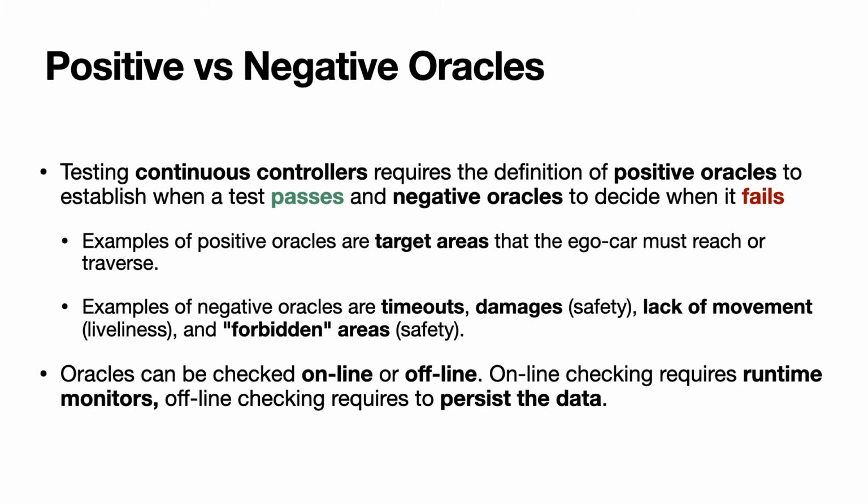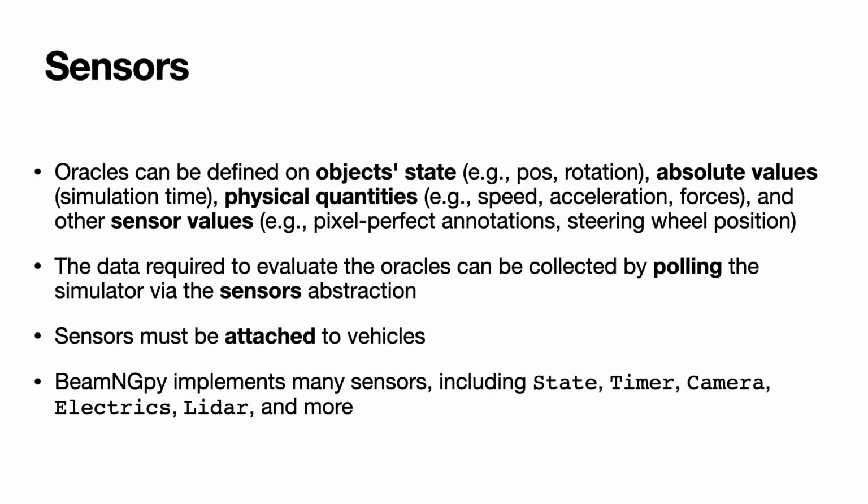Classical examples of positive oracles are target areas. So the car must drive from the initial position to some target area, and if it reaches the target area, the test passes. Conversely, examples of negative oracles are timeouts. Okay, the car did not succeed within some time. The fact that there are crashes and damages to the car, lack of movement, and even unsafe or forbidden areas.